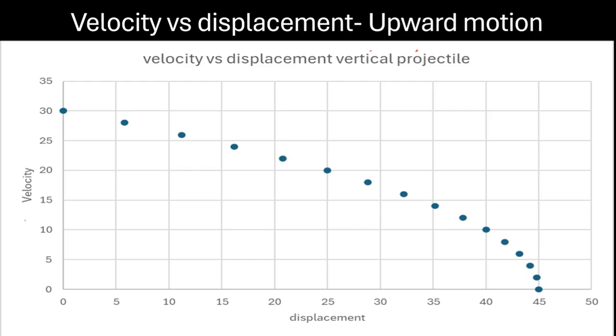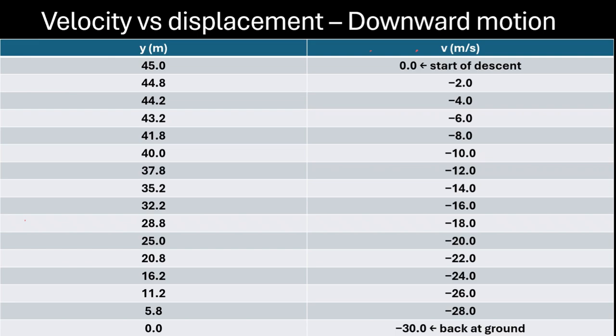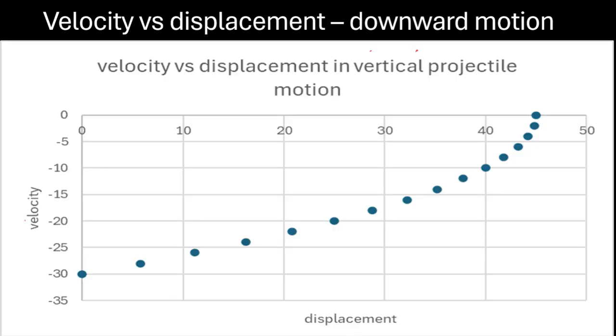So this is the table and graph for velocity versus displacement for a vertical projectile. At 30 meters per second, it reduces and reaches zero when the height is 45 meters. Height to displacement. For the downward motion, velocity versus displacement will give you another curved one. Now see the way to read the graph: starting from 45 meters and ending at a height equal to 0 meter, at velocity minus 30.